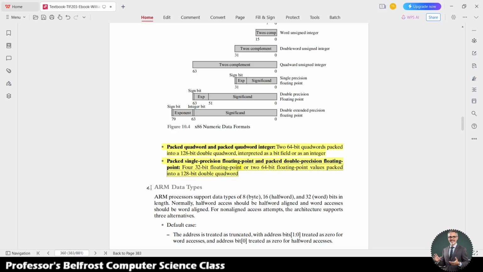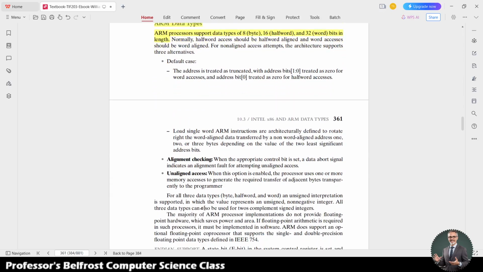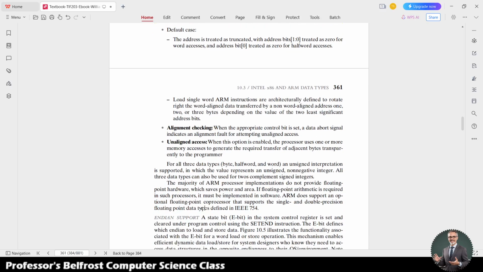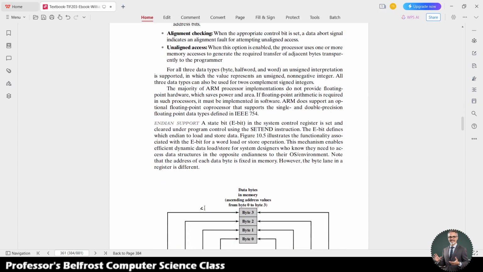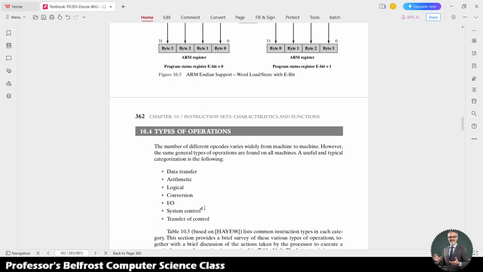Okay, that is for x86, and now we have ARM. For ARM, we have 8-bit byte, 16-bit half word, and 32-bit word in length.